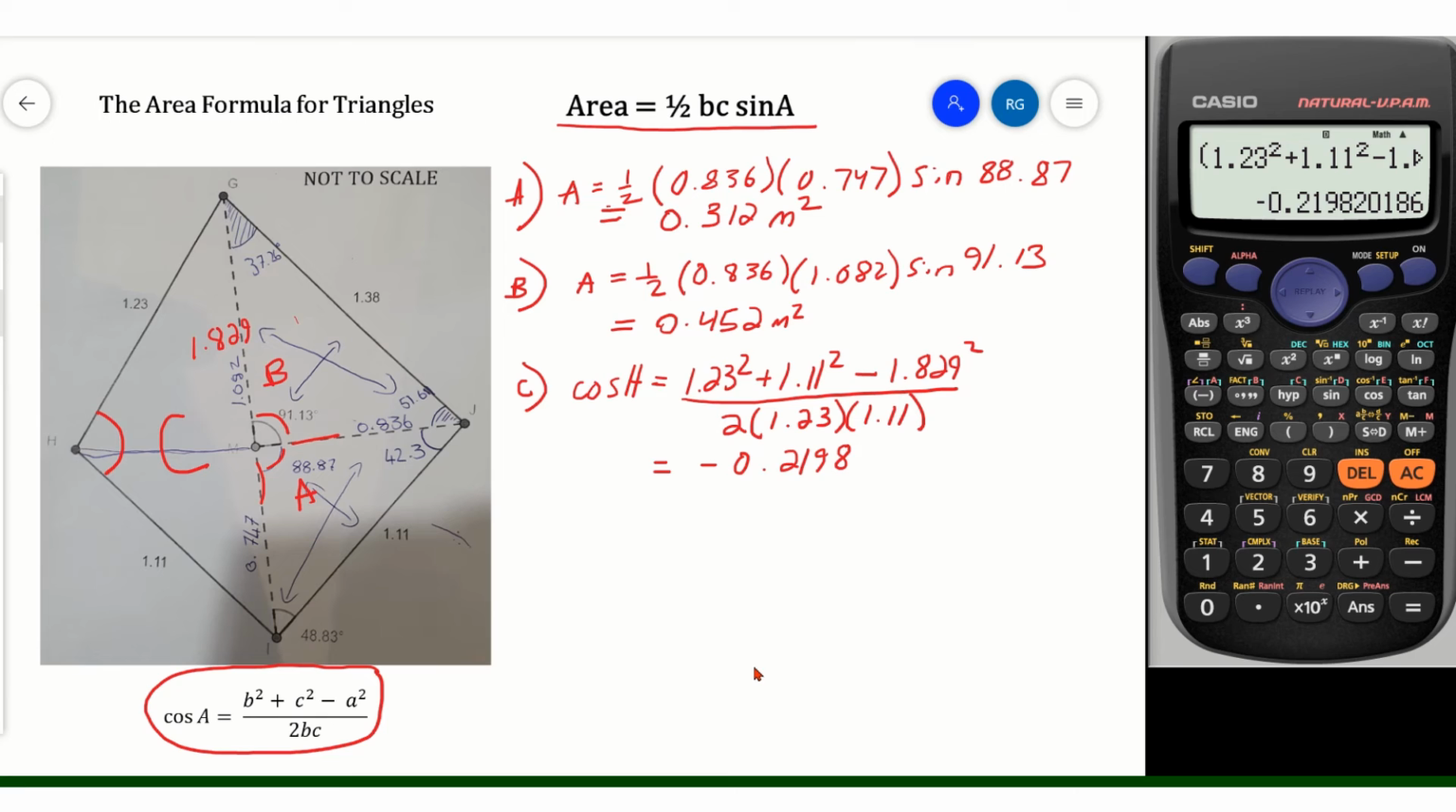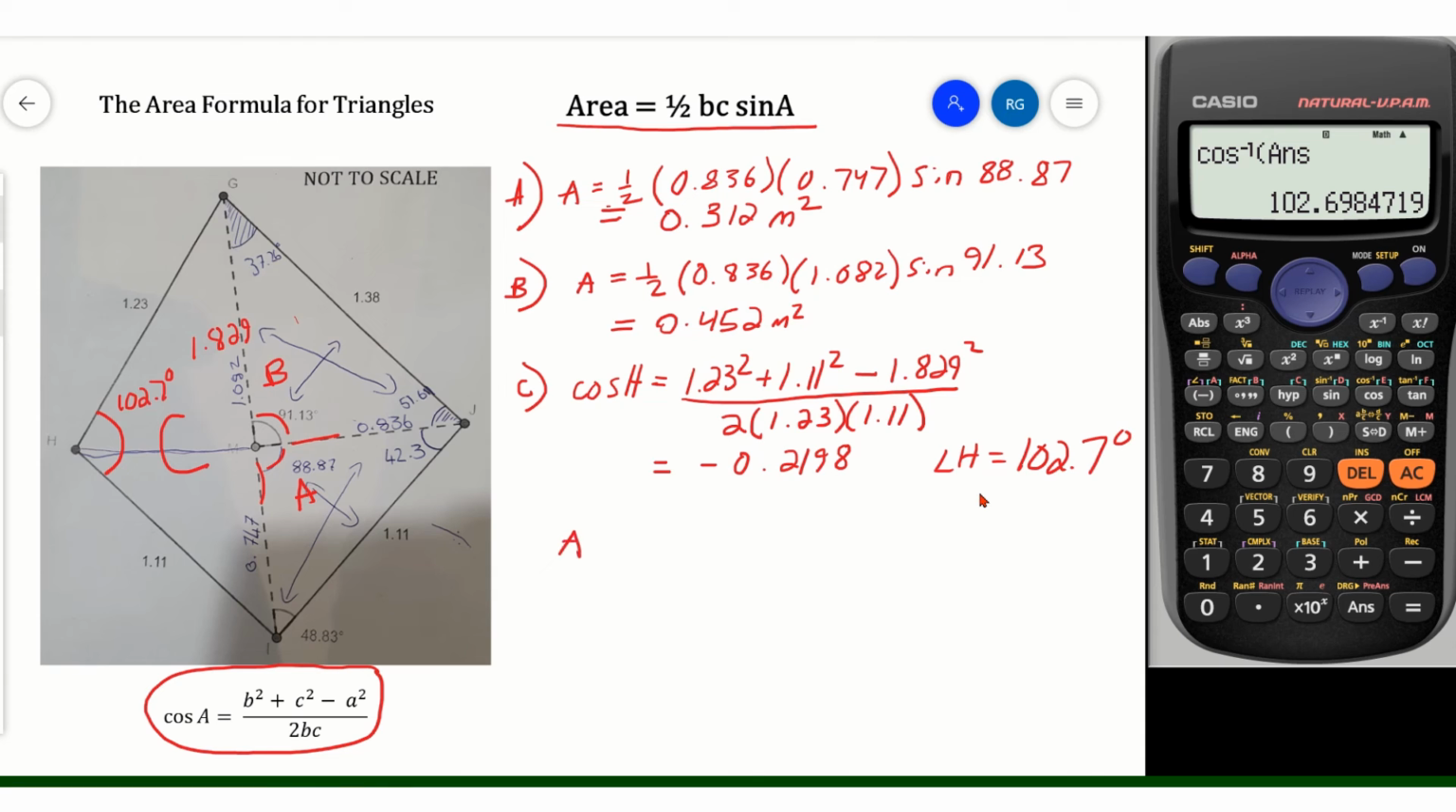So now all you've got to do is keep that value in your calculator, and all we're going to do is do the inverse cosine. So to do that, we shift cosine and then just Ans, and that's going to refer back to the previous answer that you had, which was the negative 0.2198. And we can see we've got 102.7. So angle H is 102.7 degrees. I could write that in over here if I like as well. And now I've got enough information, I can go to the area rule.